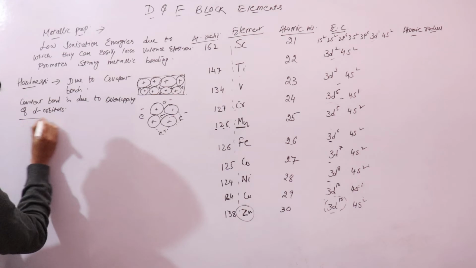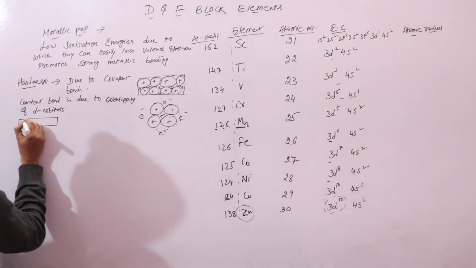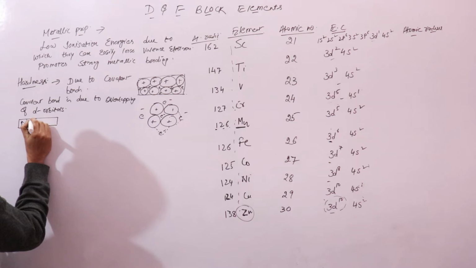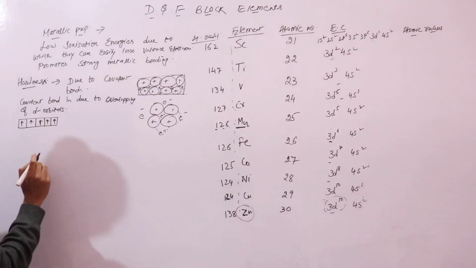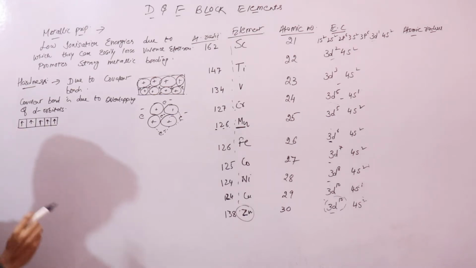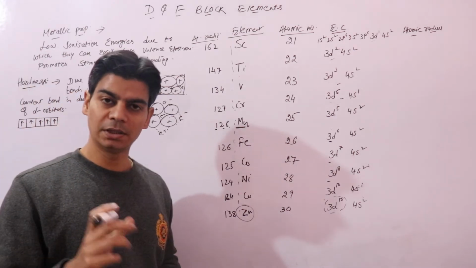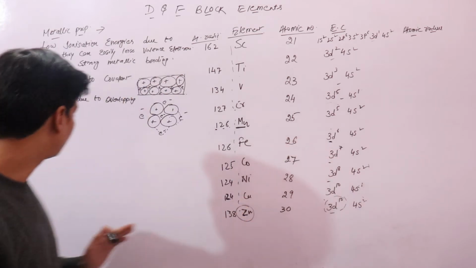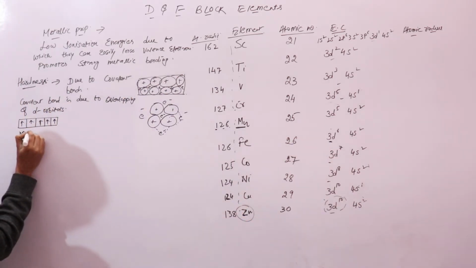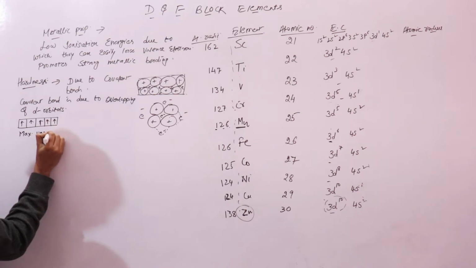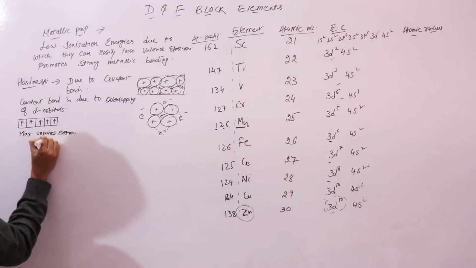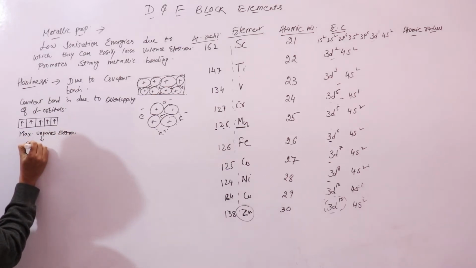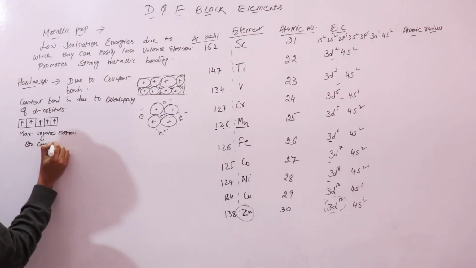So these types of metal atoms that have all electrons in the d orbitals unpaired, or those that have maximum unpaired electrons, due to these maximum unpaired electrons, they form strong covalent bonds, right?